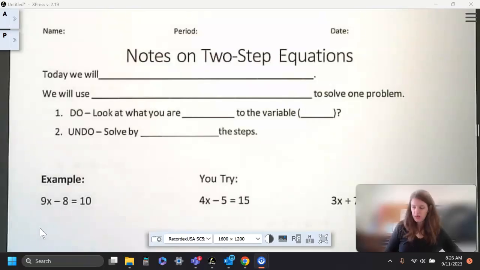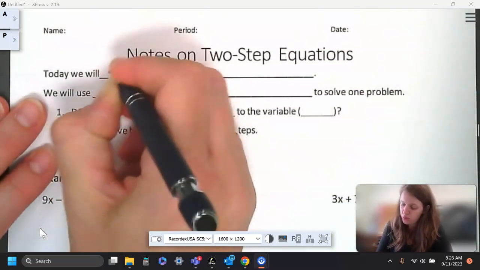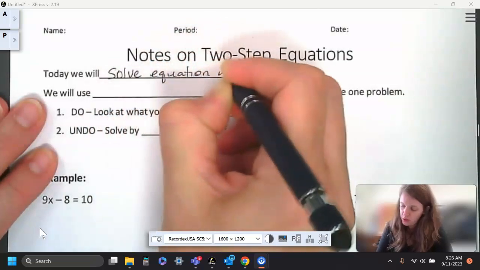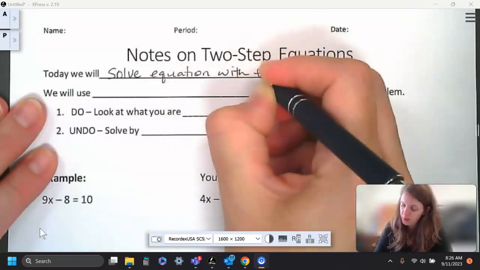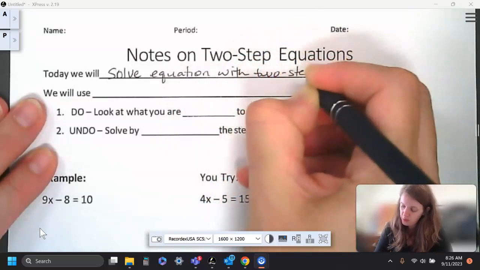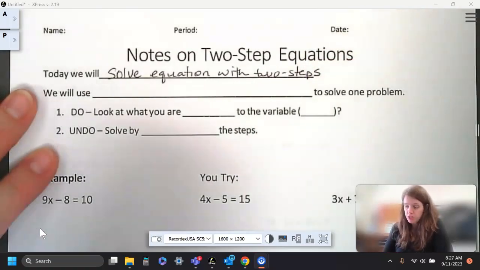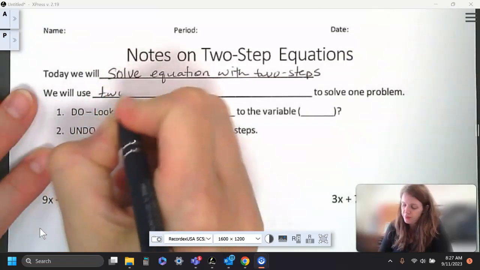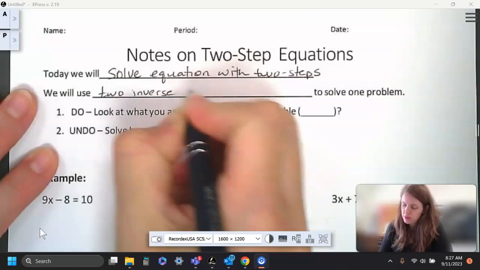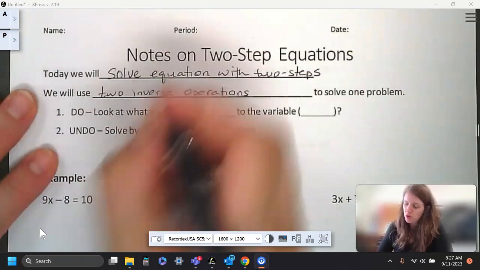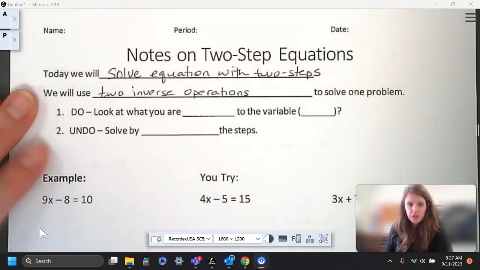Okay, so let's take a look at what we're going to do today. So for today, we should be able to solve equations with two steps. So we will use inverse operations, right? And we will use two of them, two inverse operations to solve one problem. So remember that word inverse means opposite operations, okay?